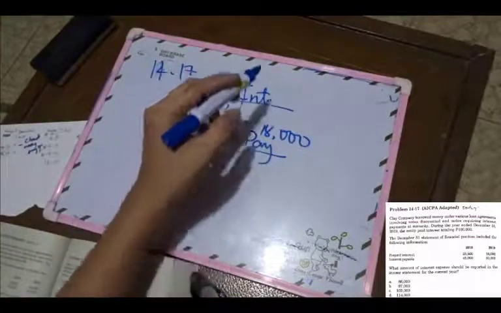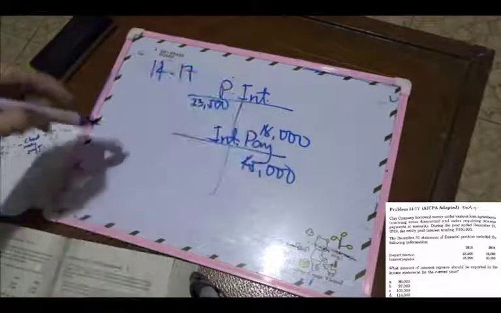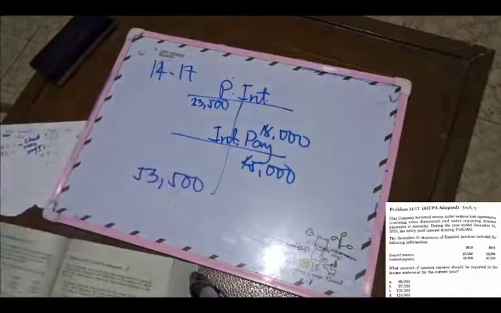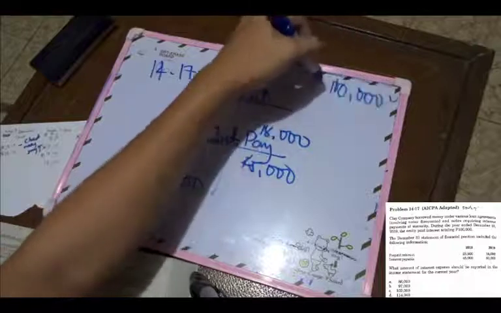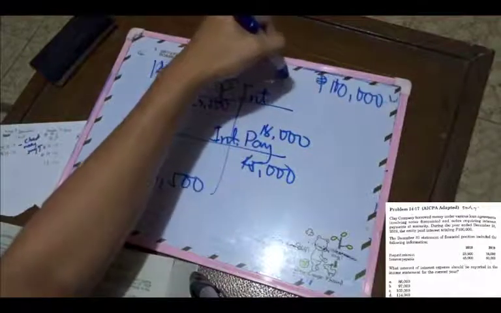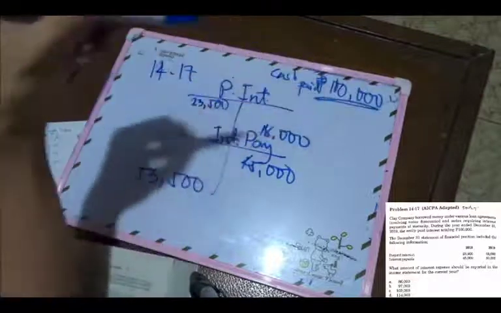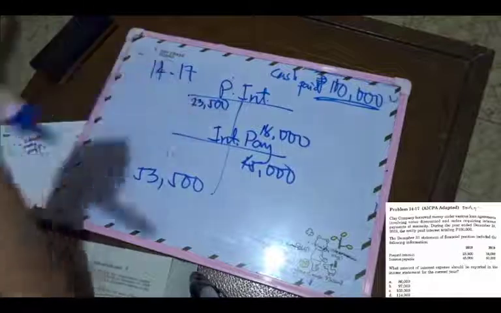Interest payable is 45,000 credit, beginning balance. Ending balance is 53,500. And now you're given a 100,000 payment. Take note, that's cash paid. So the question is, where do we put this one? On the credit side or on the debit side?